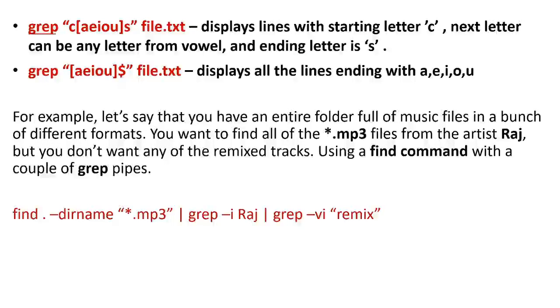Other examples, the grep command, and this is the beginning of the line, and in between it can be any character, and this is the end. So it will display the lines or the words where the start is the letter C, in between it can be any vowel, and the ending must be "es". It will display only those words whichever match. Another way is you can also use the grep command, and this is the range, and this is the ending. So it displays all lines ending with vowels.